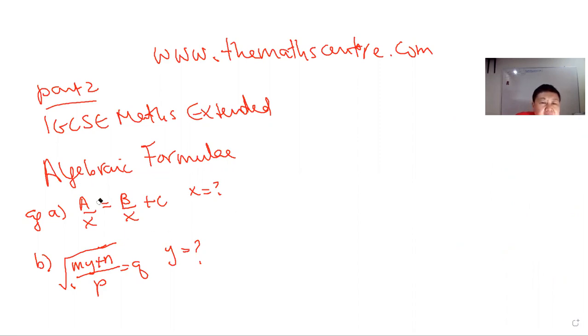Now let's look at an example here. We have A over X equals B over X plus C. On the left-hand side, we have 1 term. On the right-hand side, we have 2 algebraic terms. I need to make X a subject. What's the subject? Subject is where X stands alone, as the value of 1X is on the left-hand side. Everything else is on the right-hand side. There are no other terms of X on the right-hand side.